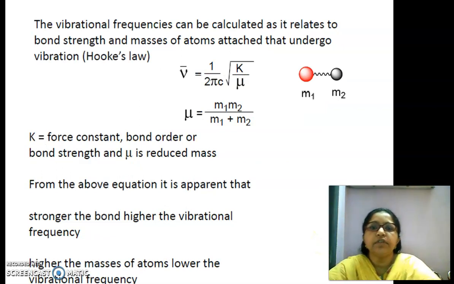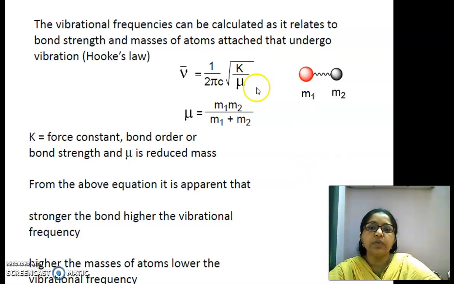Now, this vibrational frequency is based on Hooke's law. What Hooke's law tells us is that this frequency depends on two factors. One is the strength of the bond, another is the mass of the atoms, or you can say the reduced mass of the atoms.